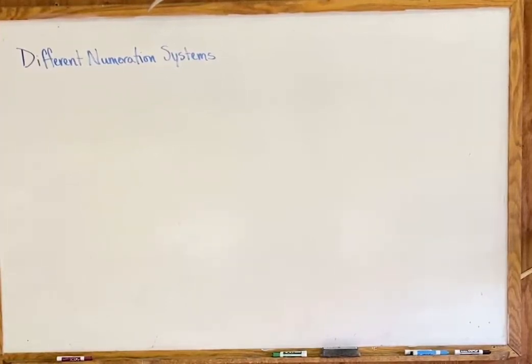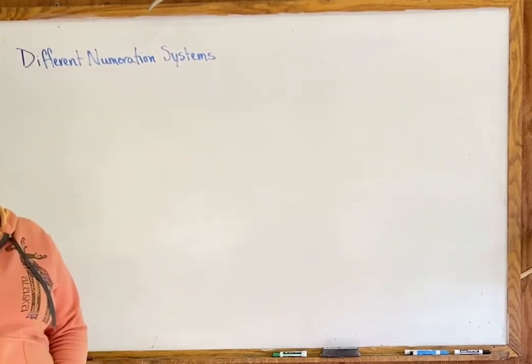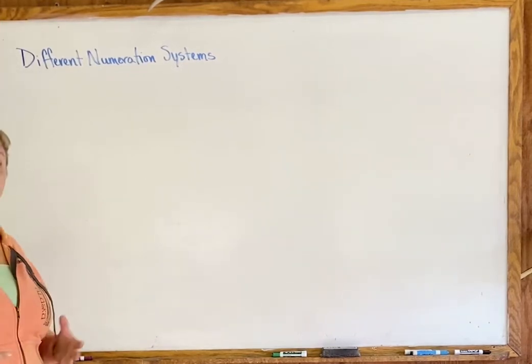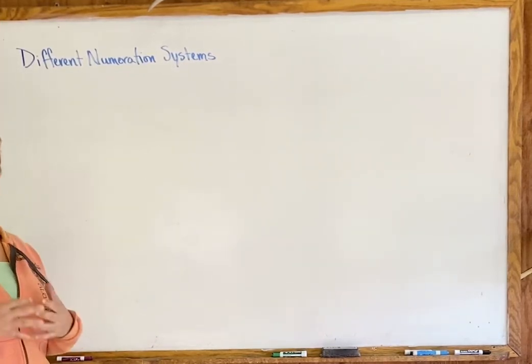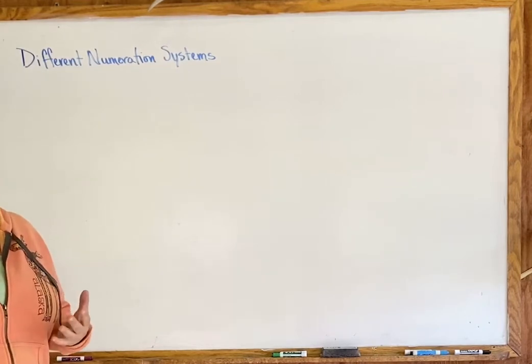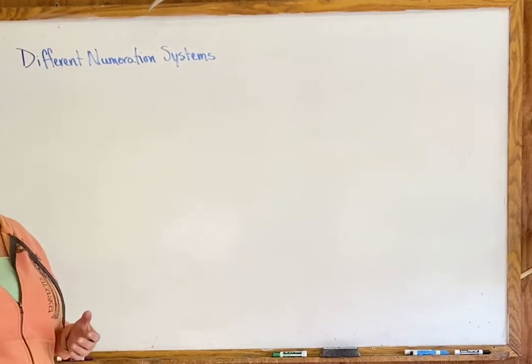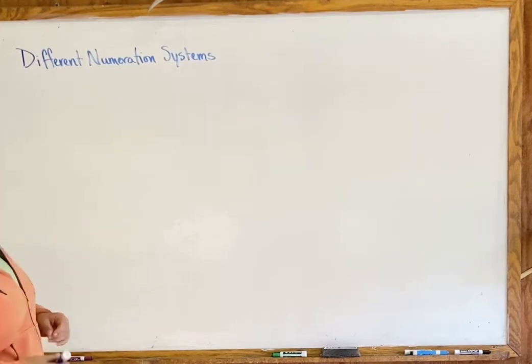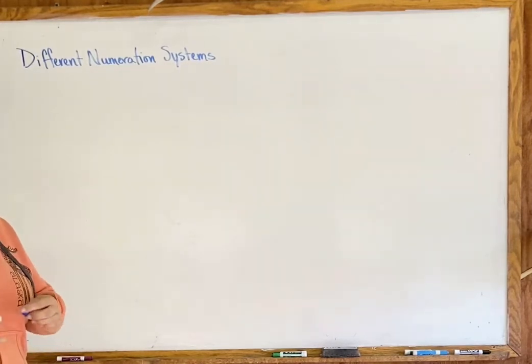Now, we're back with different numeration systems. These are the ones I was trying to prepare you for. Remember that last time I took our basic numbering system and pulled it apart and wrote it almost in scientific notation with powers of 10. The reason for that is what we're getting to here. So now we're looking at different numeration systems.